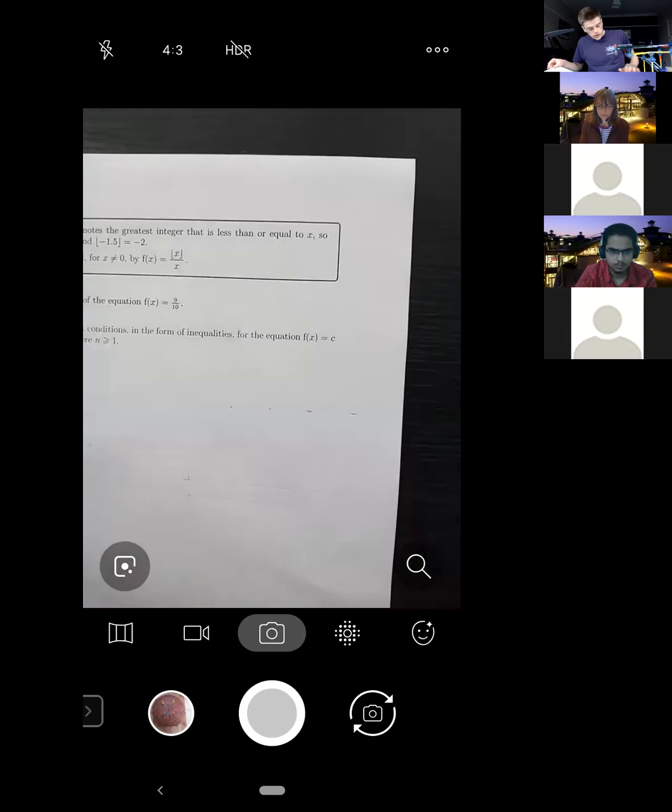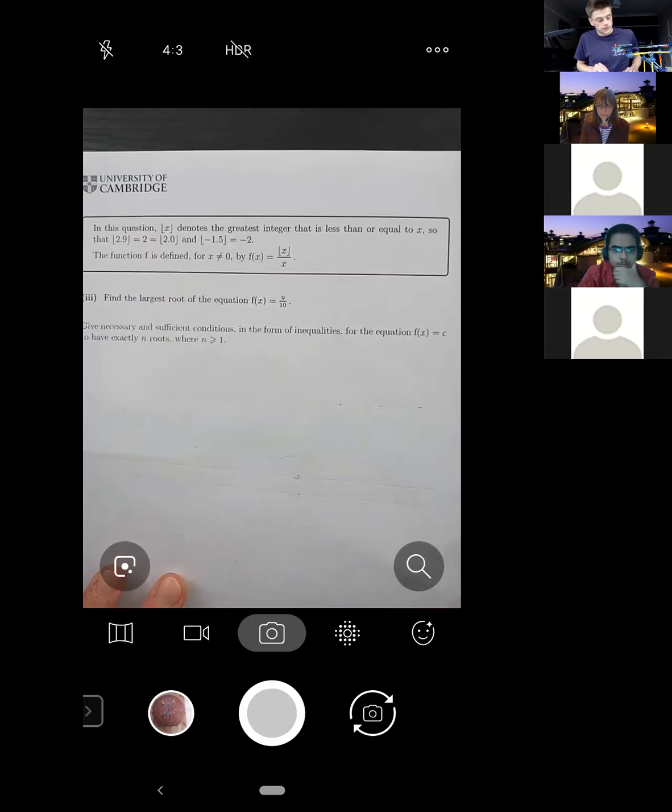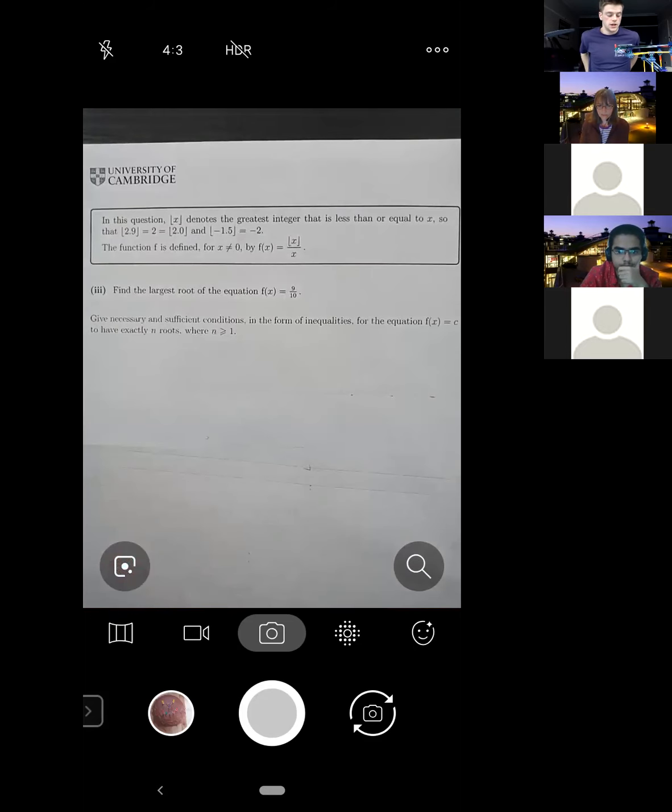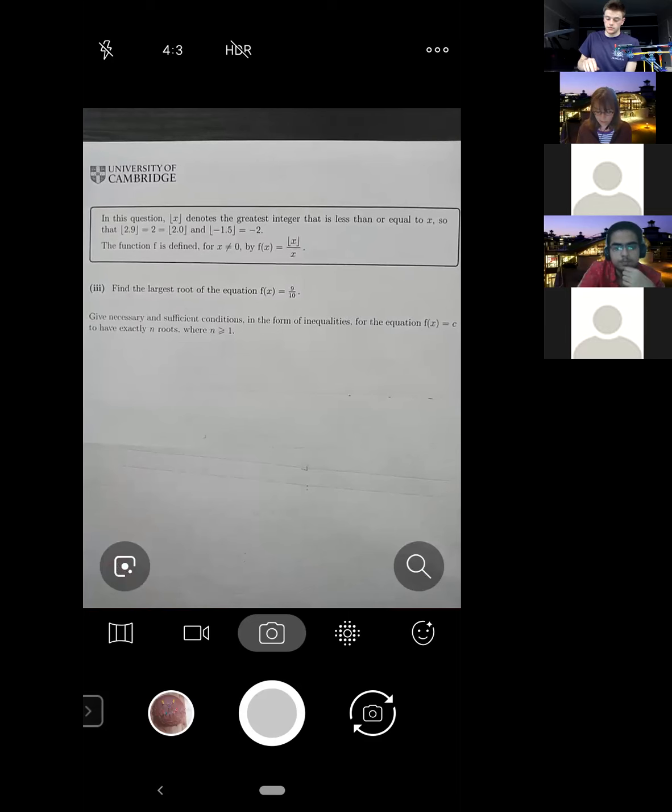Okay, and then the last part is give necessary and sufficient conditions in the form of inequalities for the equation f of x equals c to have exactly n roots. Okay, so first let's talk about that phrase necessary and sufficient conditions. Because this is a thing that will pop up quite a bit in STEP, and you need to be comfortable with what you're actually being asked to do. So if I've got a statement, a necessary condition for that statement is one that must be true in order for my statement to be true. So this is useful because if my necessary condition is not true, then my statement is definitely false.